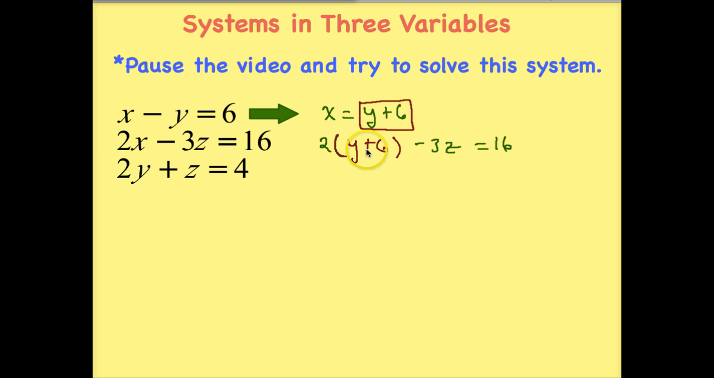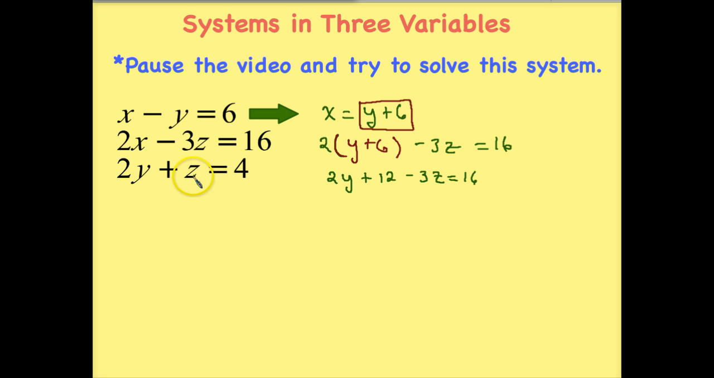Now I've substituted this in for x, we just need to distribute and simplify this equation a little bit. So we would get 2y plus 12 minus 3z equals 16. We still have two variables, so there's not a lot we can do yet. But let's look at our bottom equation. Here we have a z that's isolated as well. And in here I have a z.